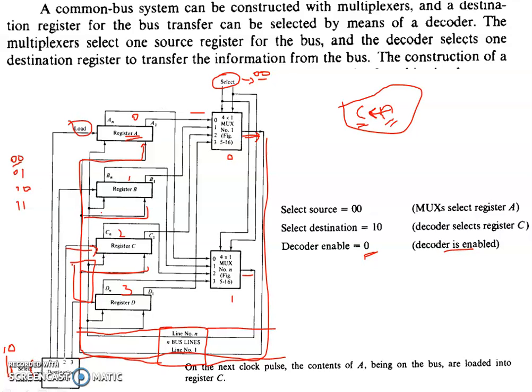Load will be connected to all the registers. The bus lines will also be connected to all the registers. Just go through the program, draw it by yourself and see whether you are able to understand. Else we can discuss the same in the next class also. So by performing these operations you will be able to load the data from A to C. First from A it is placed on the bus, and then from the bus it is placed on register C.